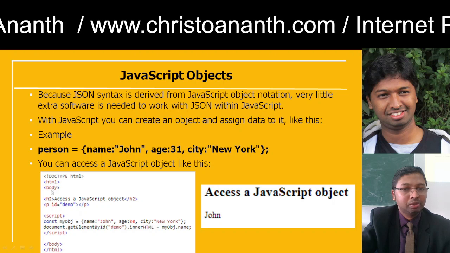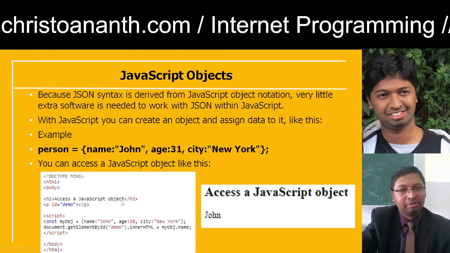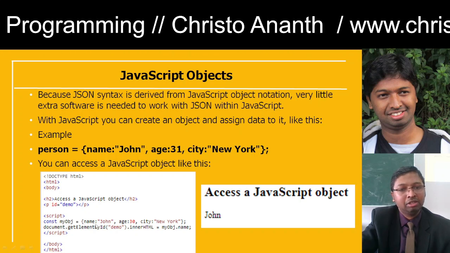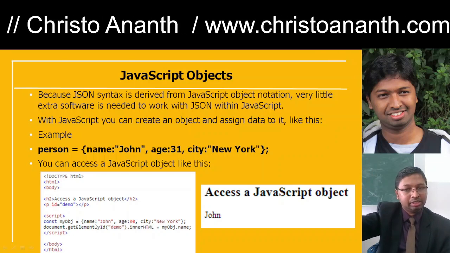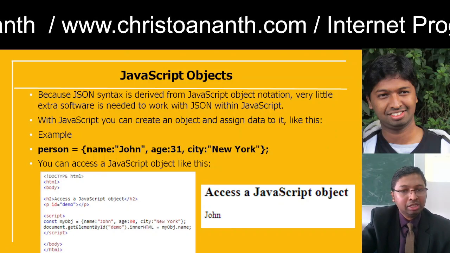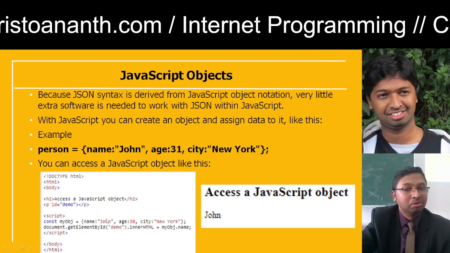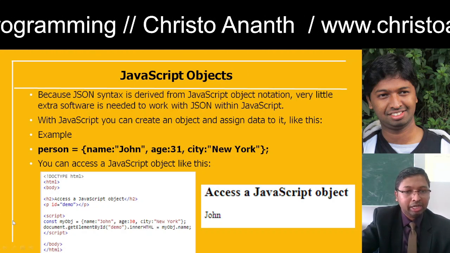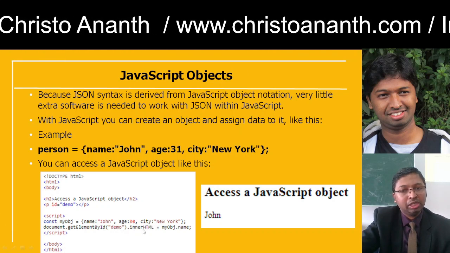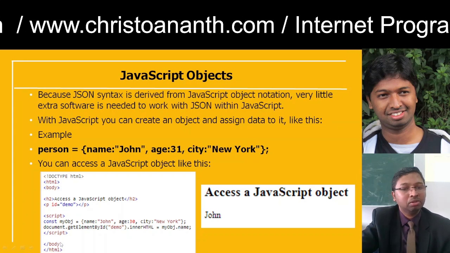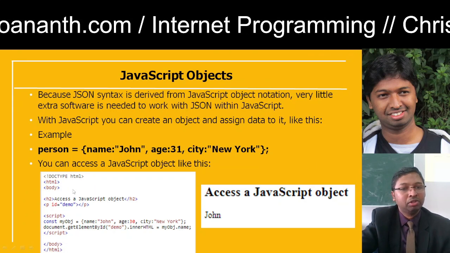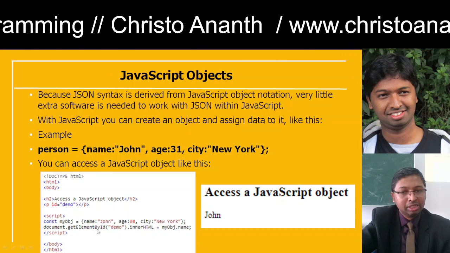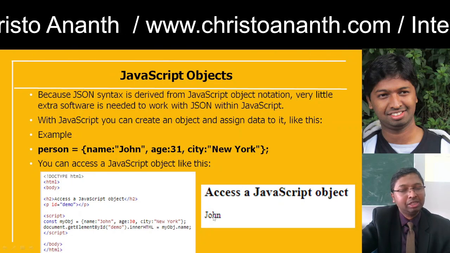So doctype html, body, H2 Access a JavaScript Object, paragraph id demo. In the script you will have const myObject, with everything in a single line: name John, age 30, city New York. If you can see, if it is a string you specify double quotes; for example, 30 shouldn't be in double quotes because it is not a string. And you'll have document.getElementById demo, innerHTML, myObject.name. Close the script, close the body and close the html. In the output you can see Access a JavaScript Object, which is an H2 tag, and similarly it will display the name, myObject.name, so John will be displayed.